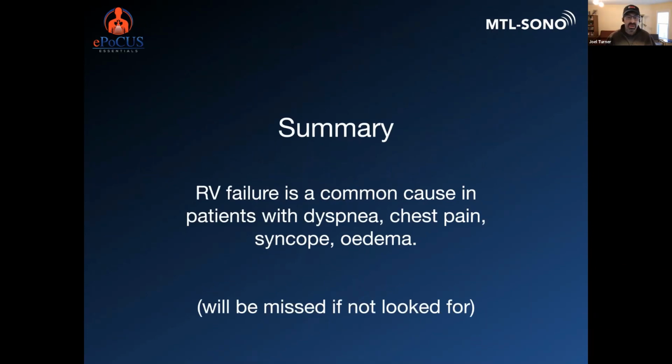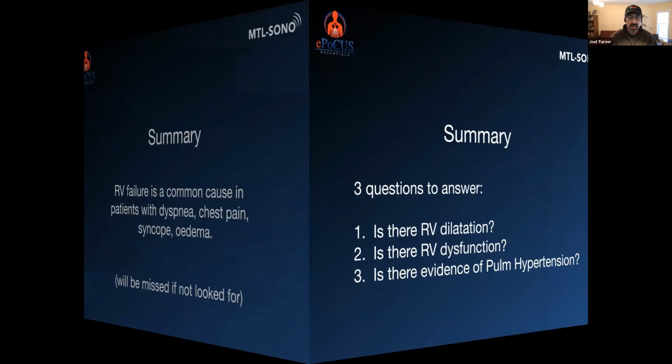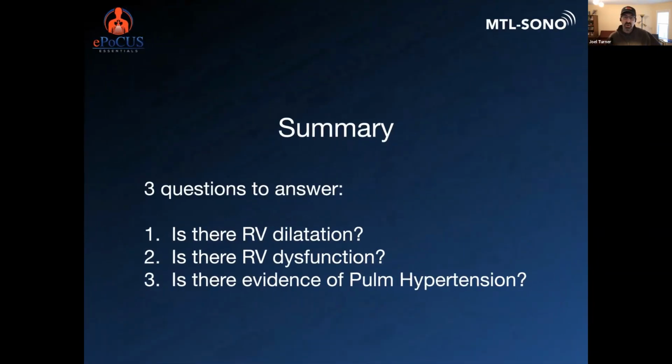So in summary, RV failure is a common cause of all the symptoms that we see, patients with very common symptoms that come into the emerge. It will be missed if you don't look for it. So again, take a quick look at that patient's RV as well as the left ventricle. The questions that you want to ask yourself very quickly when you assess these patients' hearts are, is there RV dilatation? So take a look at the size of the RV compared to the LV. Is it more than 2/3 the LV?